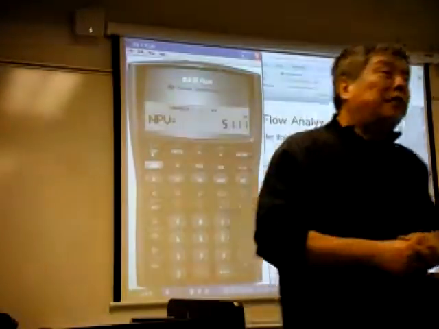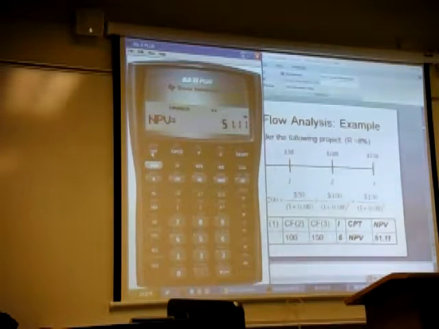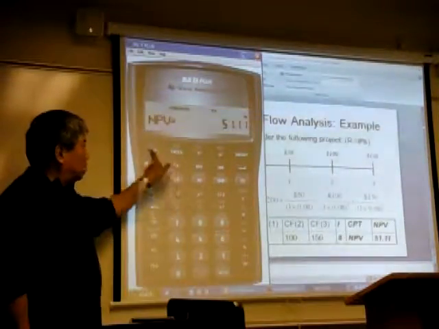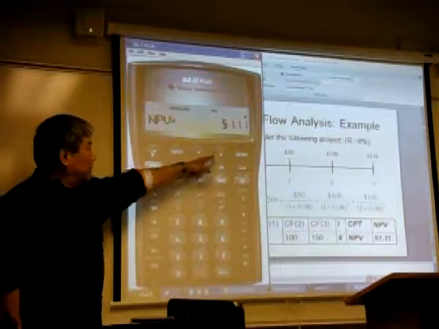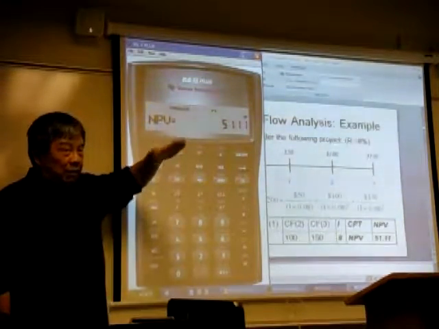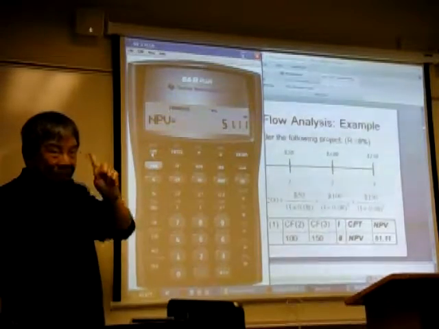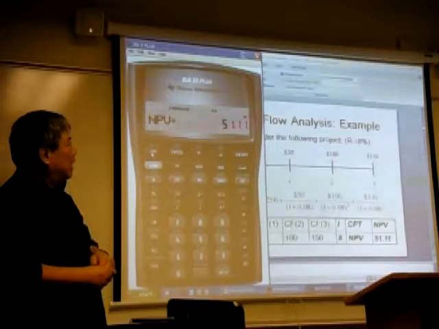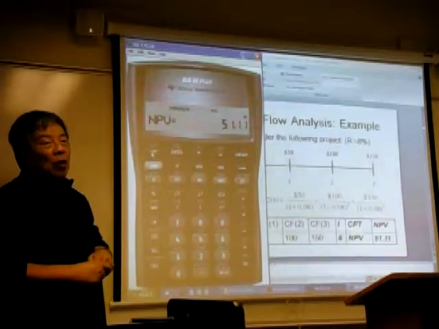So the result is 51.11. Now, the conclusion is we accept it because it's positive. So it's pretty straightforward using CF key, enter all those numbers, and using the arrow key, move through each of the cash flows. Okay. This is what the cash flow key will do.